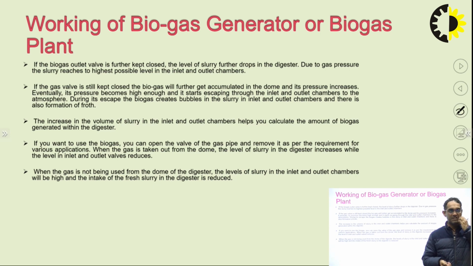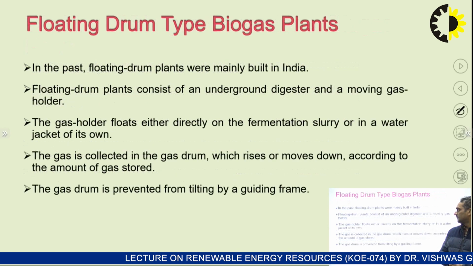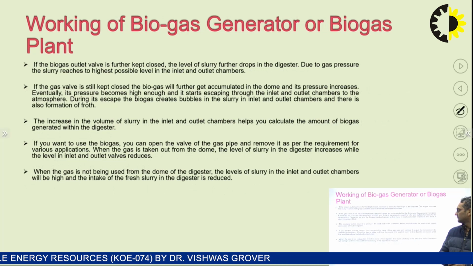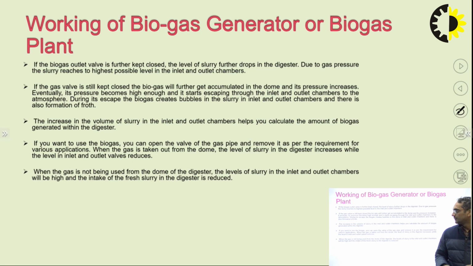During its escape, the biogas creates bubbles in the slurry in the inlet and outlet chambers, and there is also a formation of froth. The increase in the volume of the slurry in the outlet and inlet chambers helps you calculate the amount of biogas being generated in the digester. If you want to use the biogas, you can open the valve of the gas pipe and remove it as per the requirement for various applications.